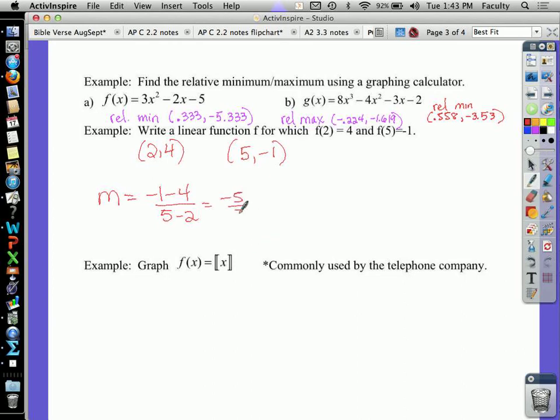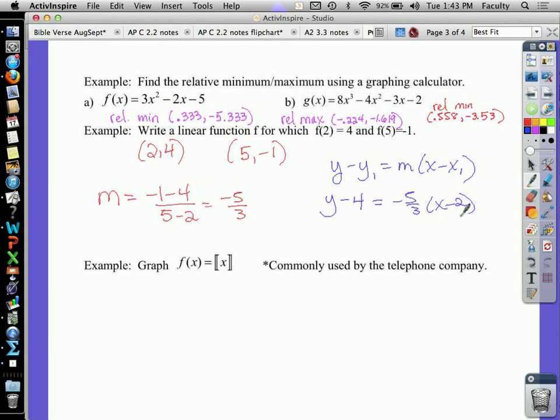Okay, so we get -5/3. Then I would like to encourage you to use point slope. You don't have to, but this will really help when you get to calculus, we use it often there. So pick either point. I'm going to pick the first one. And you get y minus 4 equals negative 5/3 times x minus 2.